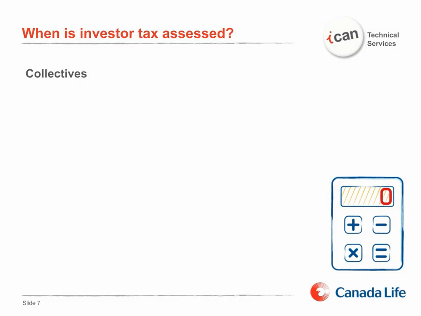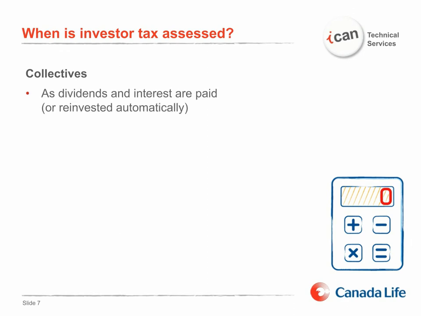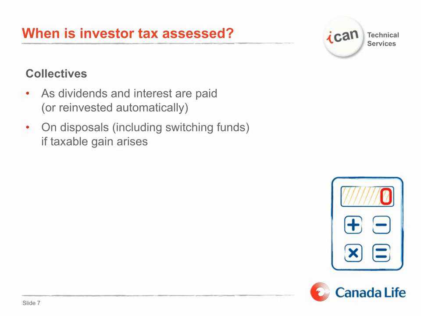Let's look now at when investor tax is assessed. Well, on collectives, it's when any dividends or interest is paid. The tax would be assessed in that same tax year. On disposals, remember that does include switching funds. If any taxable gain arises, then the tax is also assessed in that same tax year.